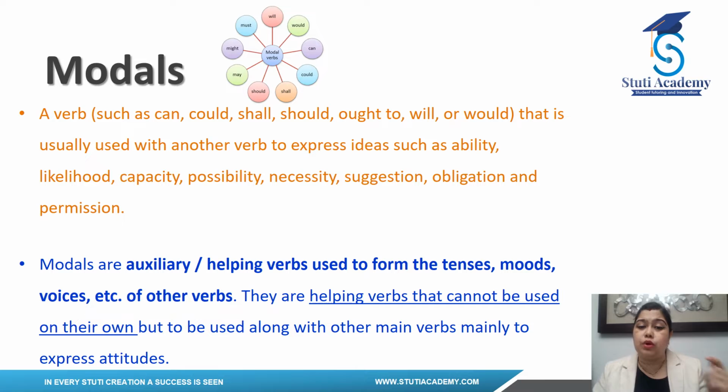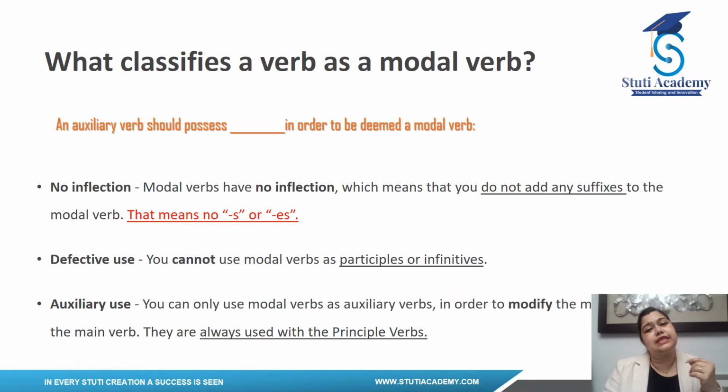Now, modals are auxiliary verbs or helping verbs. These help the other verb to form tenses, moods, voices, and so on and so forth. As they are helping verbs, they need to help some other verb, so they cannot be used alone. And I repeat, they cannot be used alone. They have to be used along with another verb. So let's see what these modals are. Now, what classifies a verb as a modal verb? An auxiliary verb should possess dash in order to be deemed a modal verb.